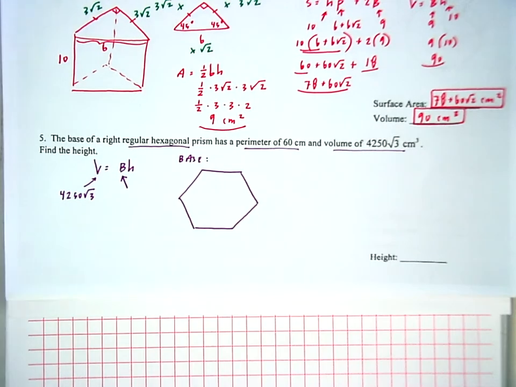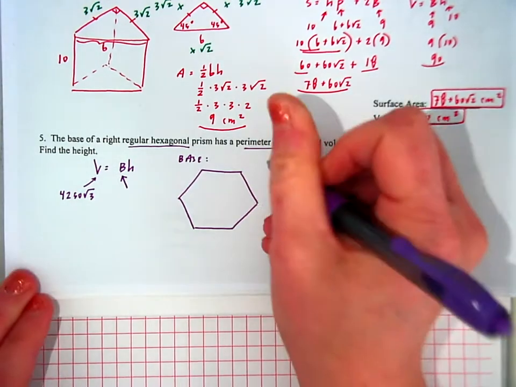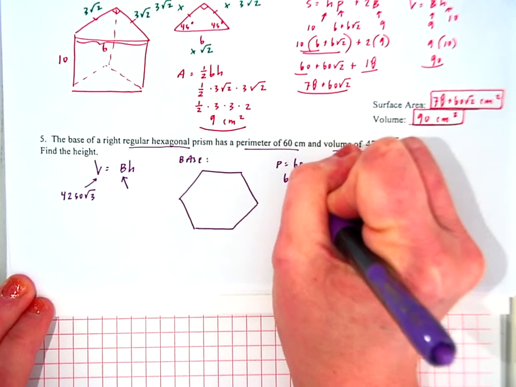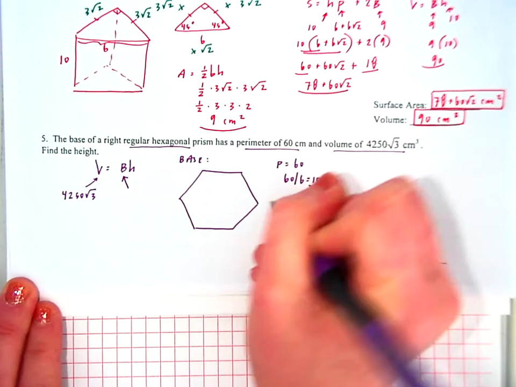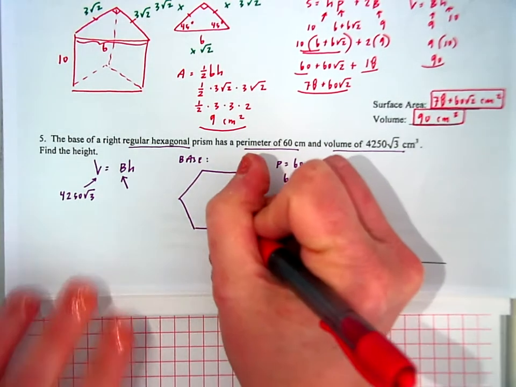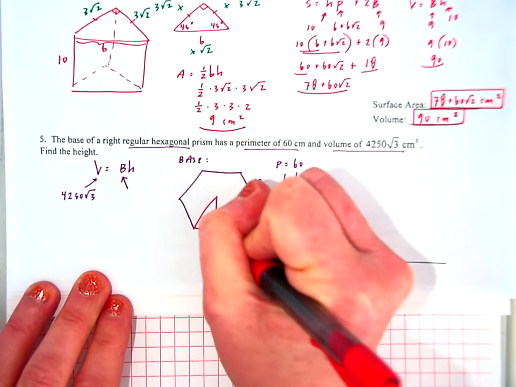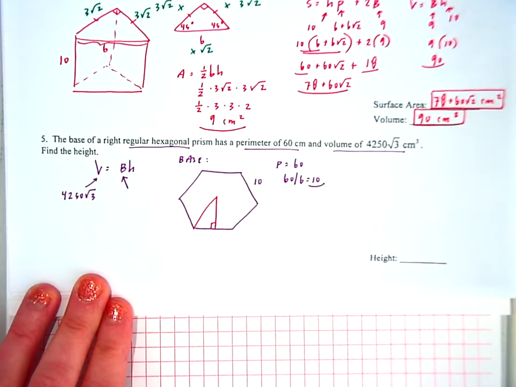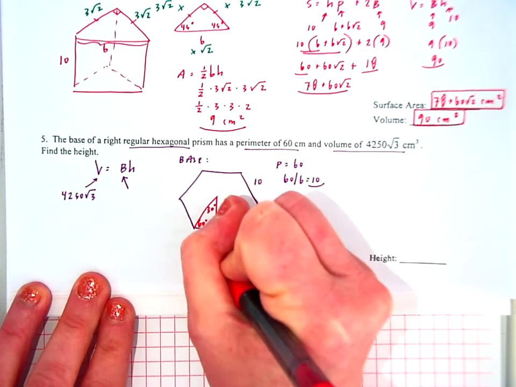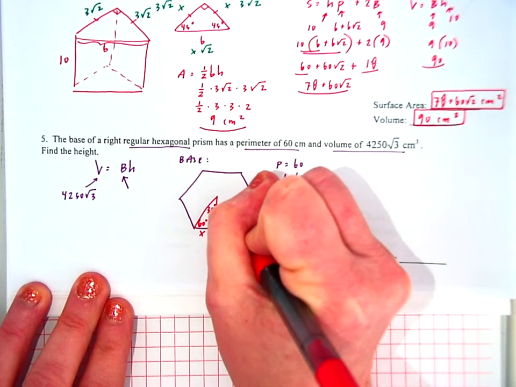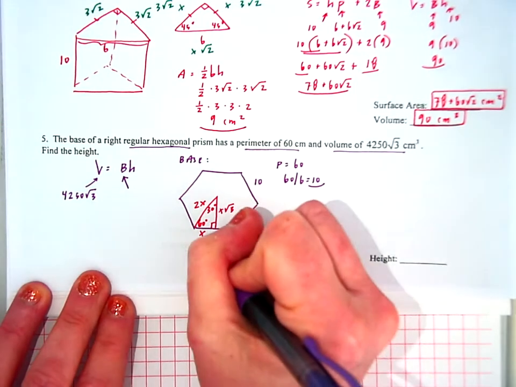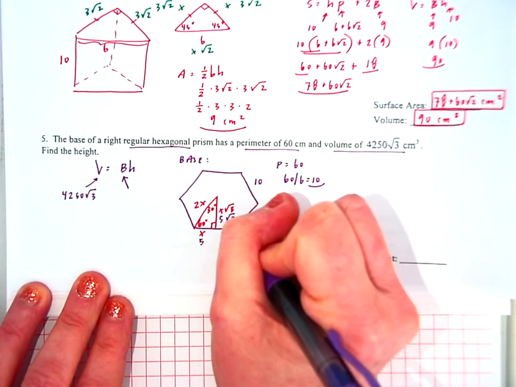Boom, there's my regular hexagon. My perimeter is 60 centimeters, so I need to split that 6 ways, and each side has to be 10. So then if I draw in my apothem and my radius, like so, I know that right here is 60, here is 30. So x root 3, 2x. So I know that right here is 5. So my apothem is 5 root 3.